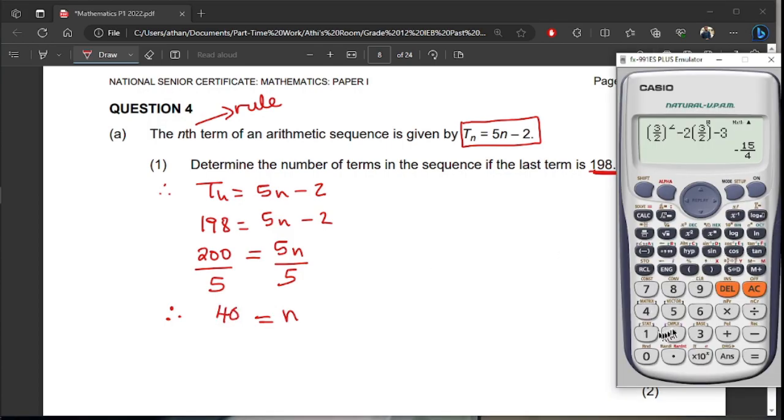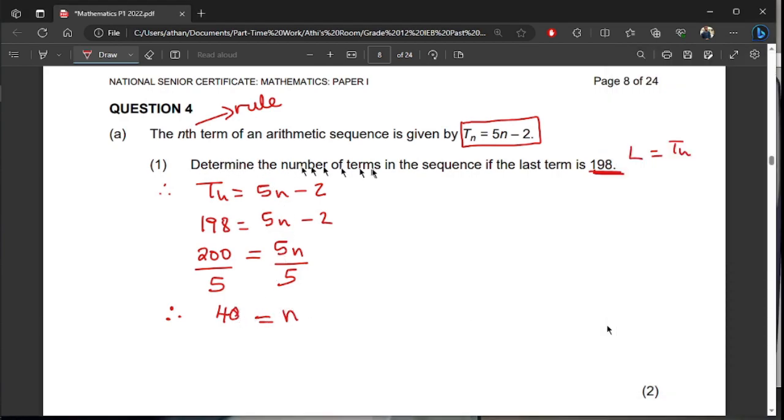Let me confirm that with the calculator. So 200 by 5 is 40. Now the question was determine the number of terms. The number of terms is that there are 40 terms in that sequence.